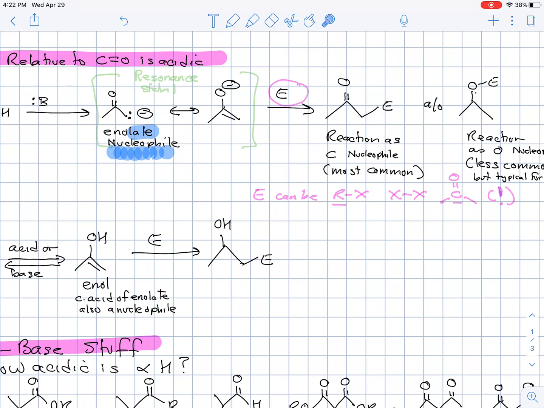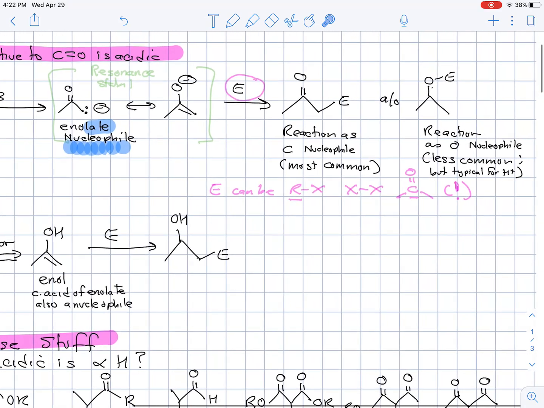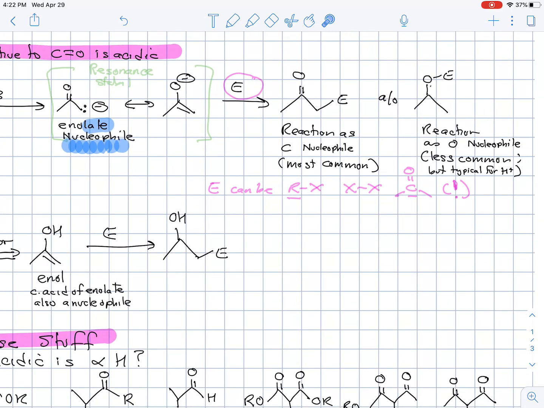And it turns out in almost every instance, they react as carbon nucleophiles. So if that happens, the electrophile gets attached to that alpha carbon. And the electrophiles that we're talking about here are the alkyl group of an alkyl halide, halogens, or carbonyls. So we're going to go back and revisit those last 2 chapters because some of these carbonyl compounds are going to be aldehydes and ketones, and some are going to be esters.